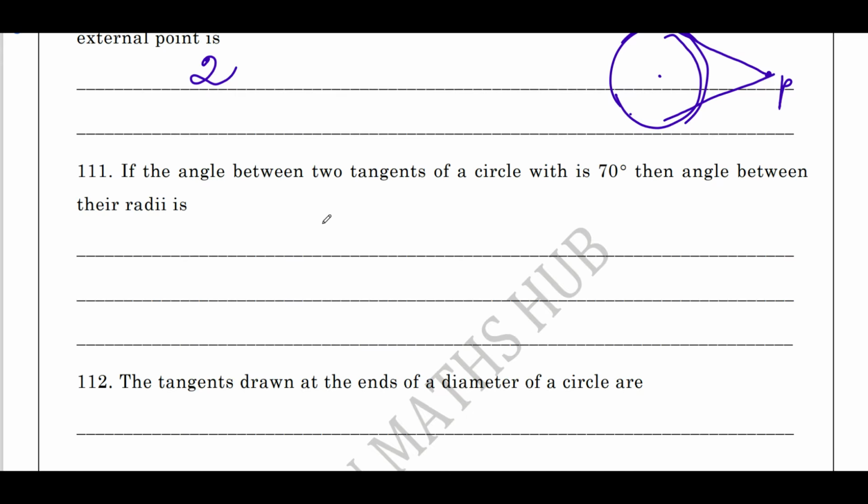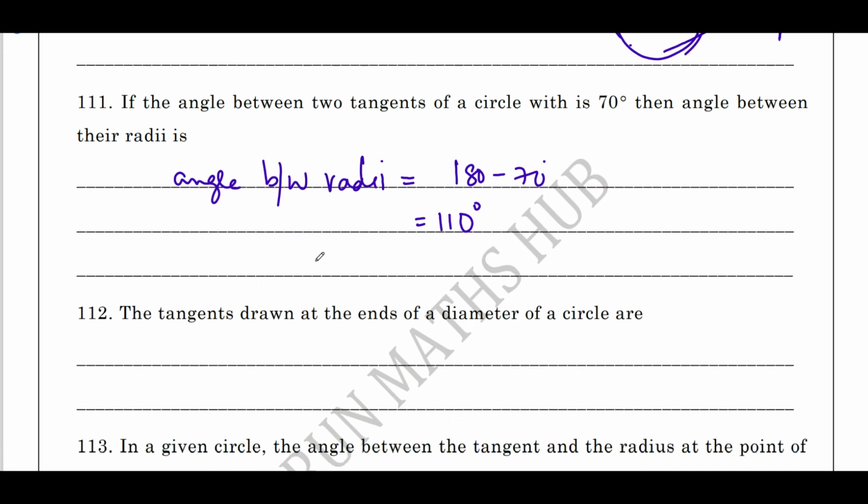If the angle between the two tangents of the circle is 70 degrees, then the angle between the radii is what? Angle between the radii and angle between the tangents sum to 180 degrees. Now angle between the radii is equal to 180 minus 70, we get 110 degrees.